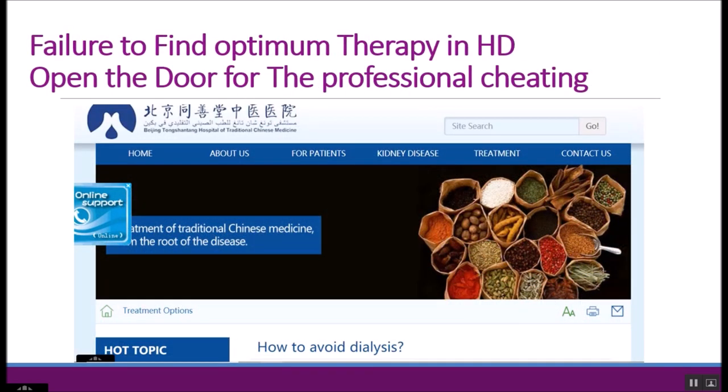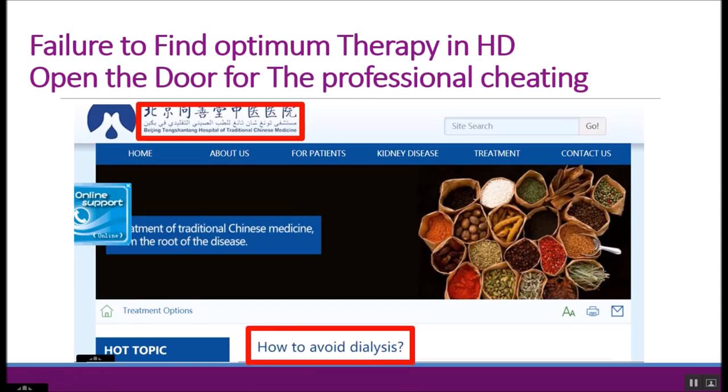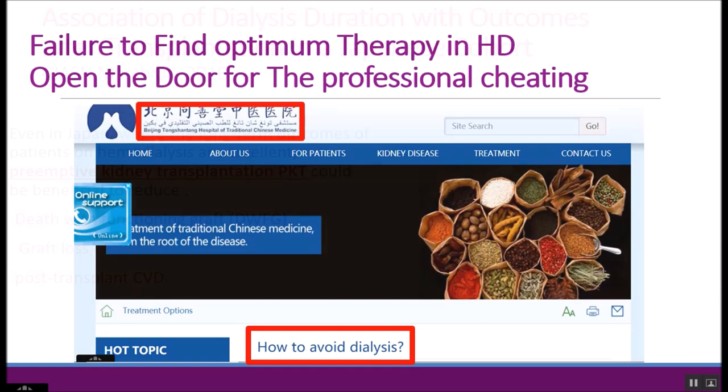However, failure to find optimum therapy in hemodialysis opened the door for professional cheating. In patients with CKD, there are a lot of paramedical medications, and the majority play on the feelings of patients to avoid dialysis, while it is a must in end-stage renal disease.